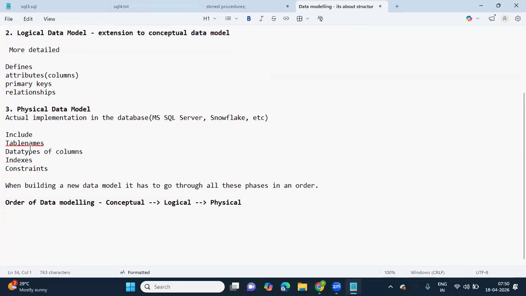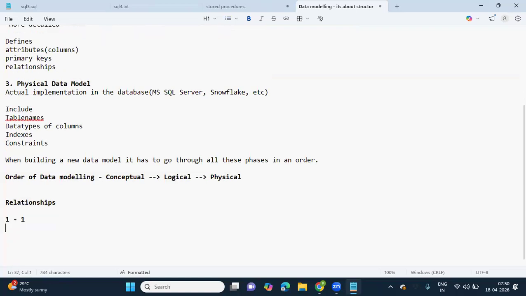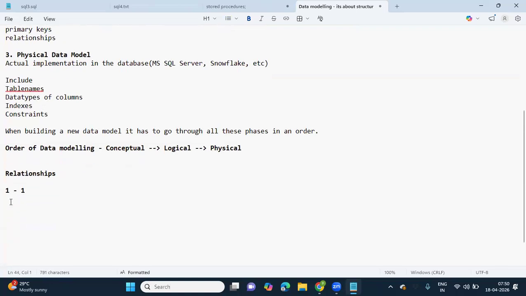Okay, right. So let's talk about the relationships between the tables. Relationships. So we have one to one, one to many, many to one, and many to many. Okay, let's see with an example.